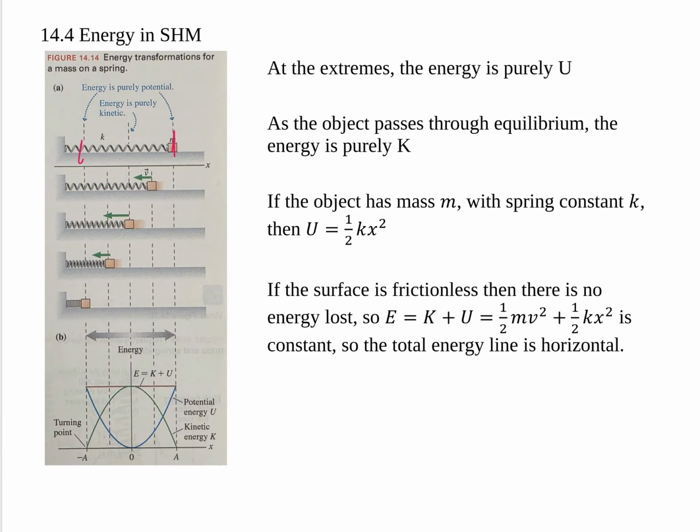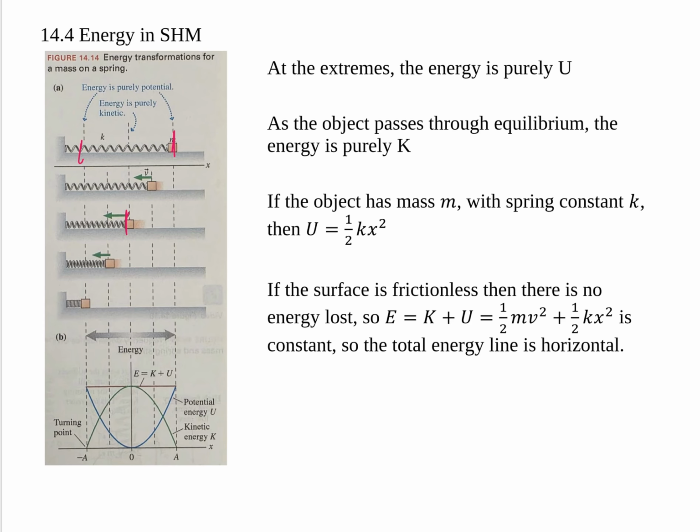Likewise, when it's passing through the equilibrium point right there, in either direction, that's where its velocity would be maximum, and it has converted all of its potential energy into kinetic energy. Make sense? Okay. So as the object passes through equilibrium, the energy is purely kinetic. If the object has a mass m with spring constant k, then the potential energy at the extreme ends is 1/2 times k times x squared, the position x being one side or the other. It doesn't matter if it's positive or negative, it just winds up squared anyway.